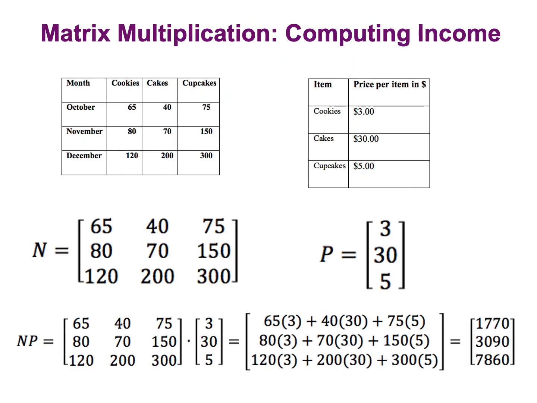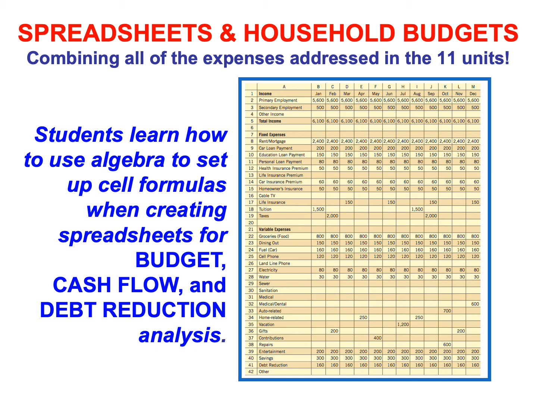In the budget unit, we stress data organization. Matrices are convenient means of data storage, data labeling, and data calculations. Spreadsheets and household budgets combine all of the expenses addressed in the 11 units of the course. Notice that a household budget can be viewed as a large matrix. Here, students learn how to use algebra to set up cell formulas when creating spreadsheets for budgets, cash flow, and debt reduction analysis.